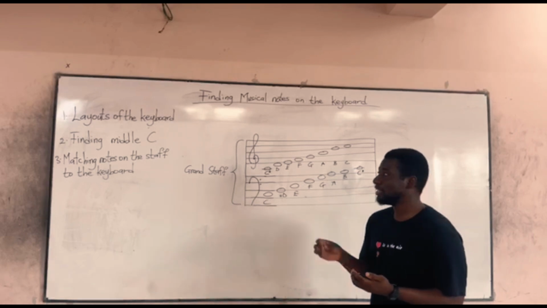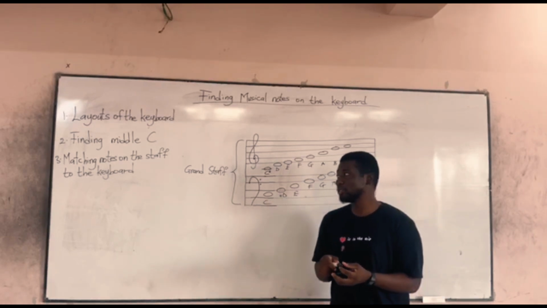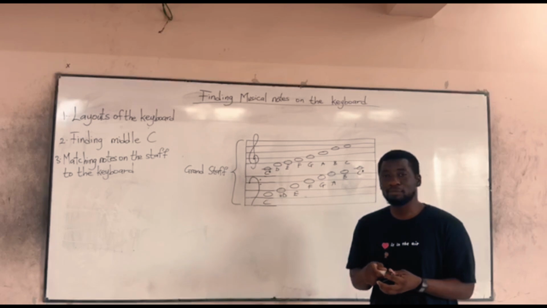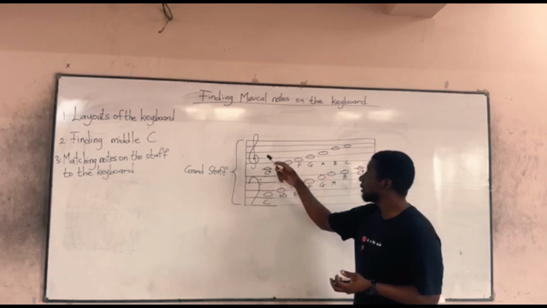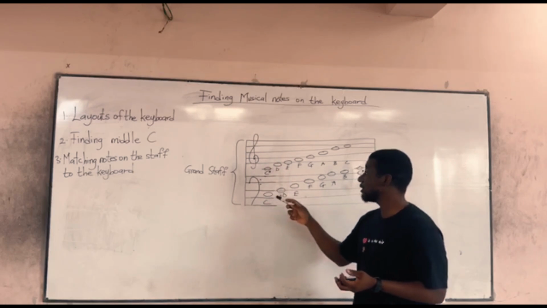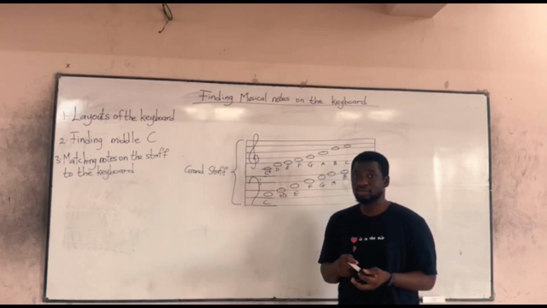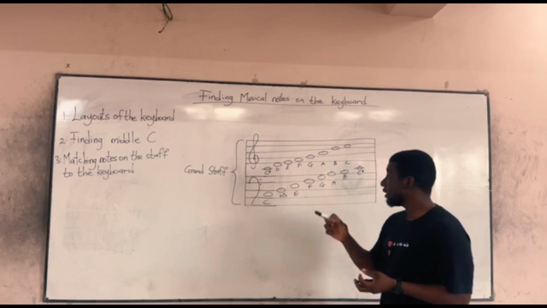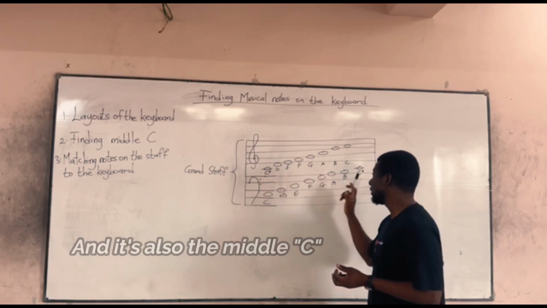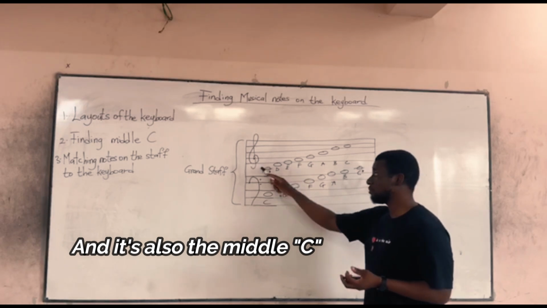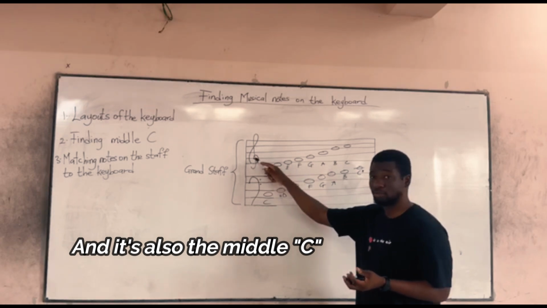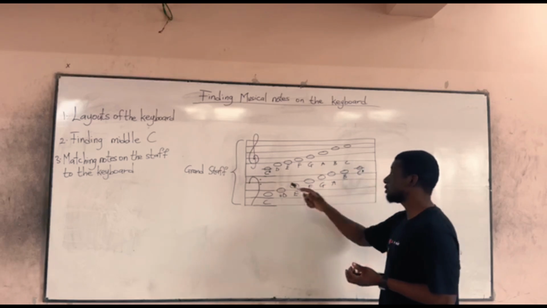The second item on our list is finding middle C. In our previous lesson, we talked about the grand staff, treble clef, bass clef, and what the lines and spaces are. So let's move on. You see, I've put an asterisk on the Cs. That simply means this C belongs to the treble clef, and this C belongs to the bass clef.